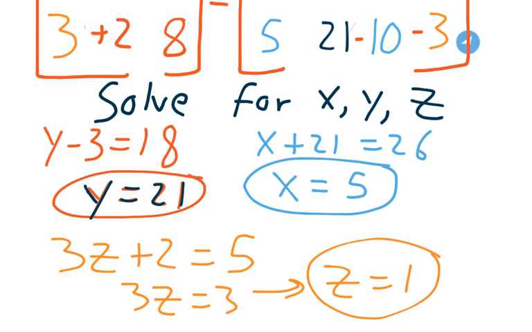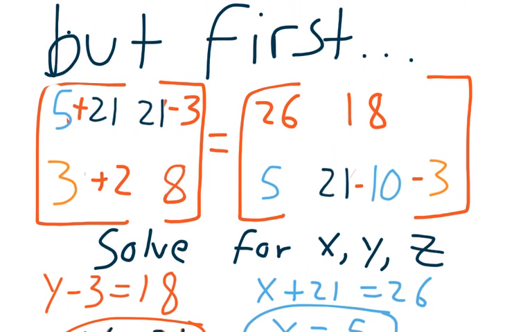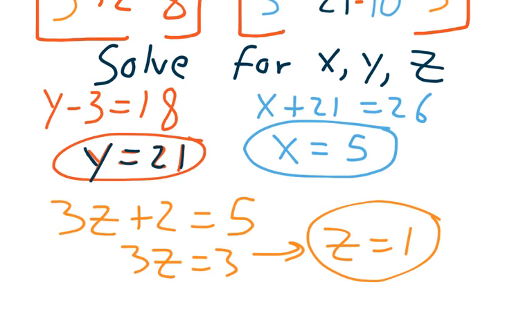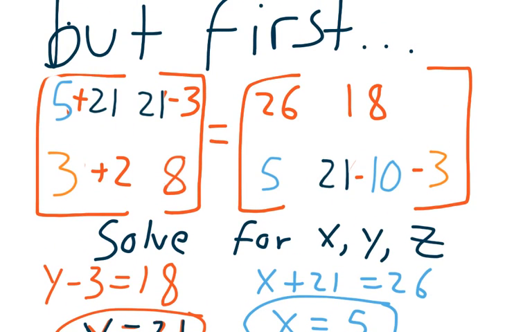So let's look at the matrix again for both these matrices. 5 plus 21 is 26. Check. Sorry, I can't control phone calls now, can I? Anyways, 5 plus 21 is 26. 21 minus 3 is 18. Check. 3 plus 2 is 5. Check. 21 minus 10, 11. Minus 3 is 8. Check. So I found the x, y, and z that make these matrices equal. So the example is finished.